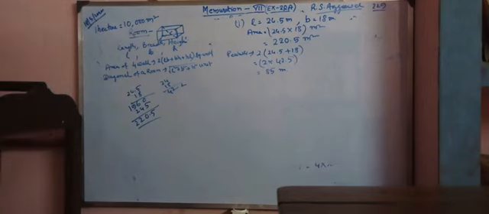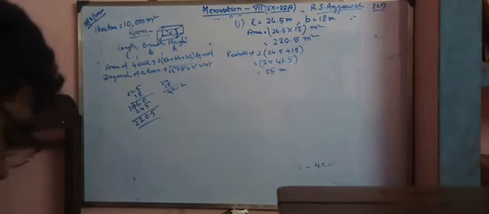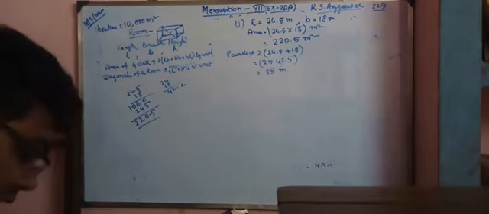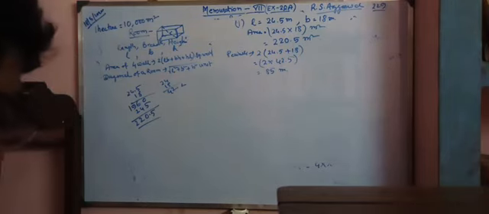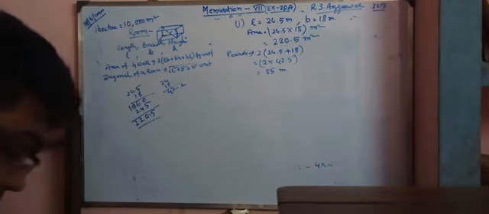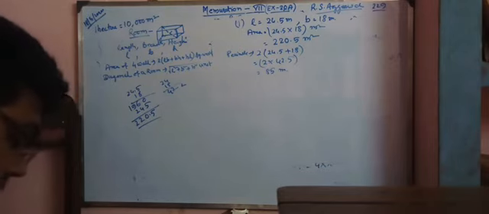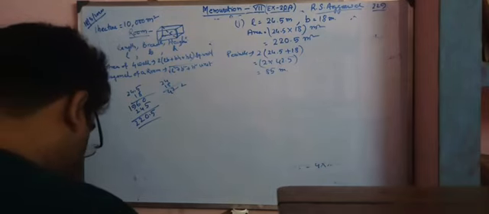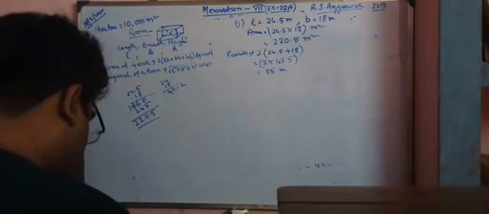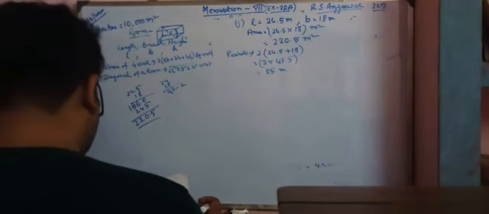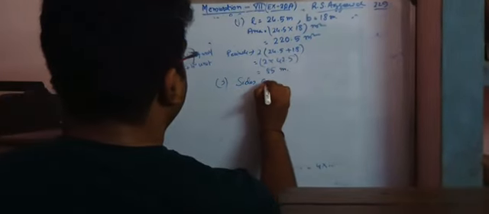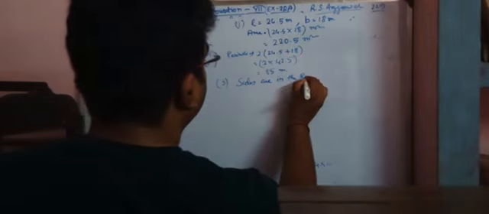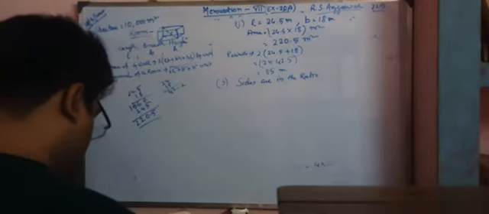I am reading the next question. Find the area of a rectangular plot, quite similar to that. The sides of a rectangular park are in the ratio 4:3. If its area is 1728 meter square, find the cost of fencing at rupees 30 per meter. Question number 3. Sides are in the ratio 4:3.